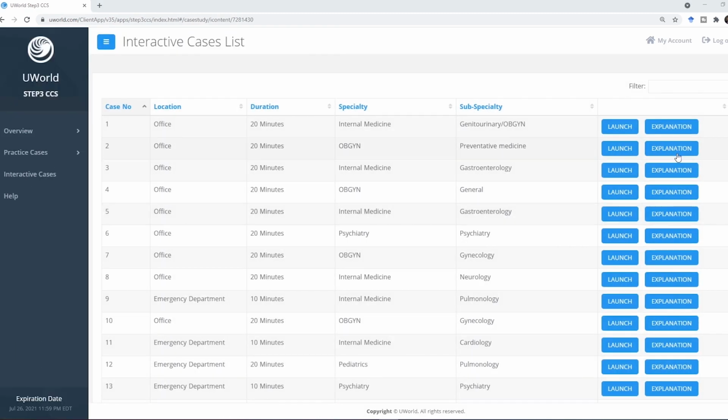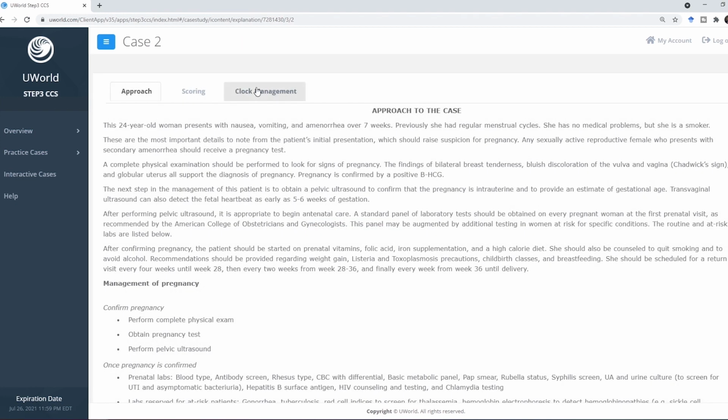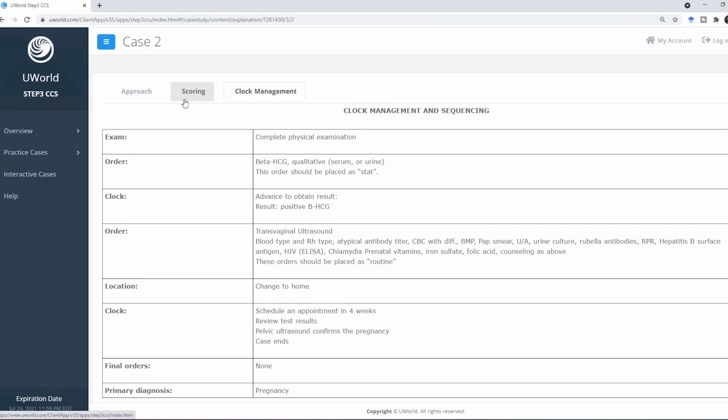I want to show you the explanation for this case that we just did. So if you click on explanation, you'll have the clock management, scoring and approach. I recommend having a look at the clock management and scoring to see how the case should be ideally solved. But just to let you know, there is no one single way of solving these cases. There are many approaches and all of them could be correct, but this is one of them.